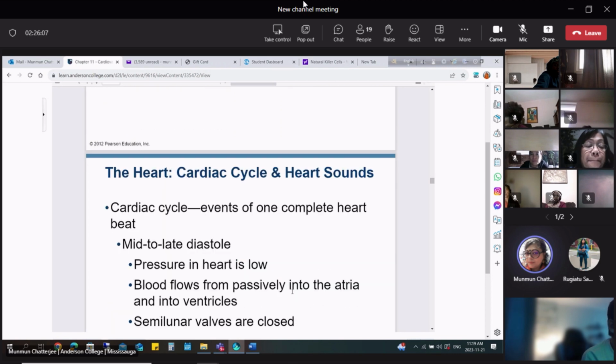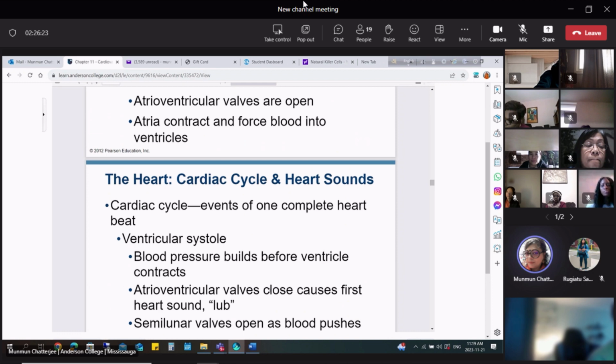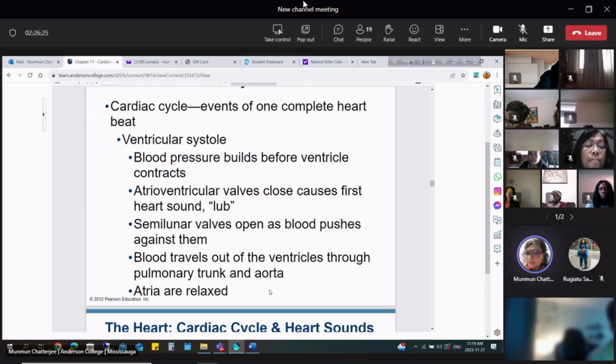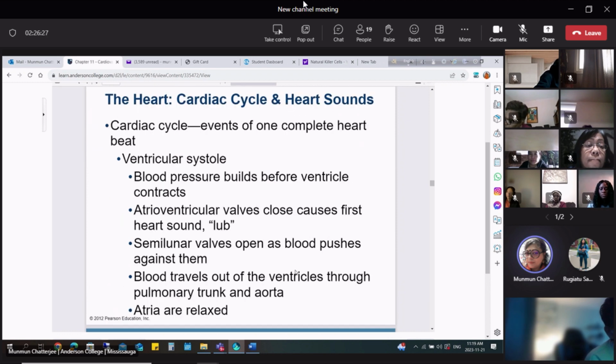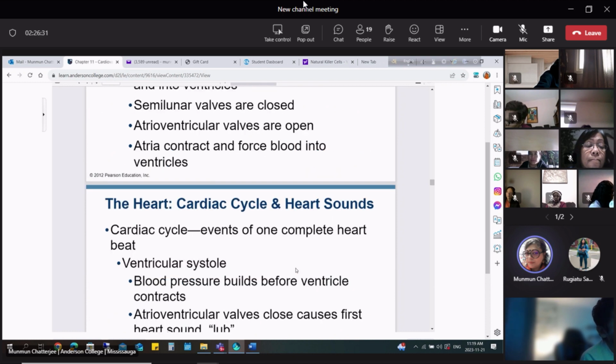What does the cardiac cycle mean? It's the events of one complete heartbeat. You don't need to know all these steps. It's too complicated. I already told you whatever I told you. Just remember that. That's enough.